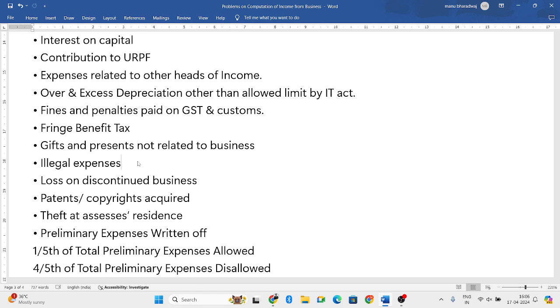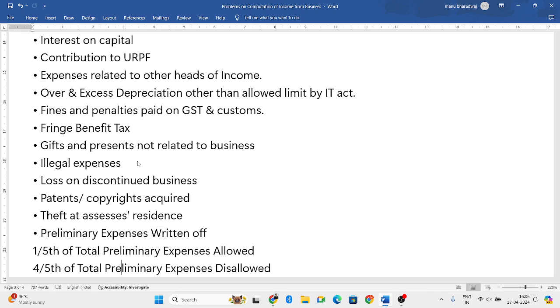Next, loss on discontinued business. Suppose you have many businesses and you are discontinuing one of them. Whatever loss you incur from discontinuing such a business cannot be claimed as admissible. It is an inadmissible expense.